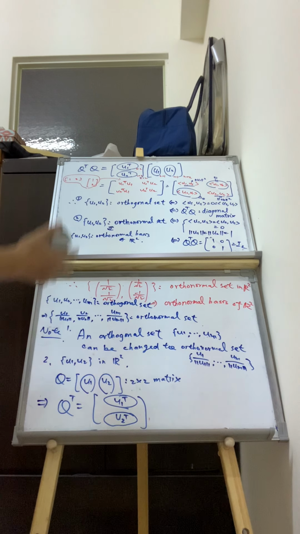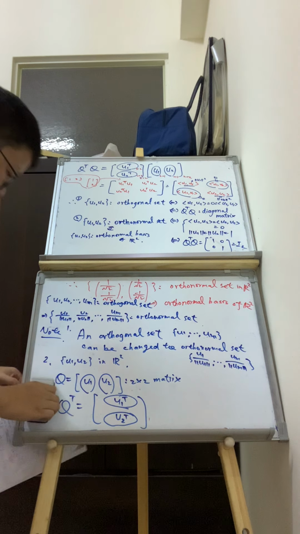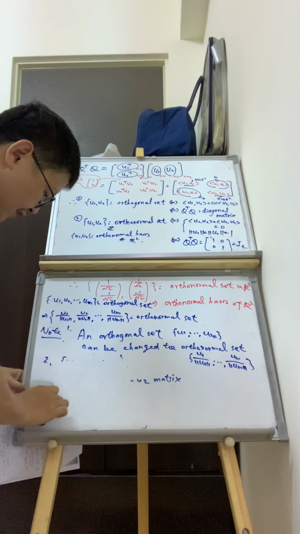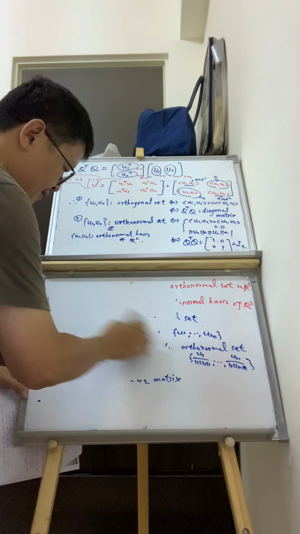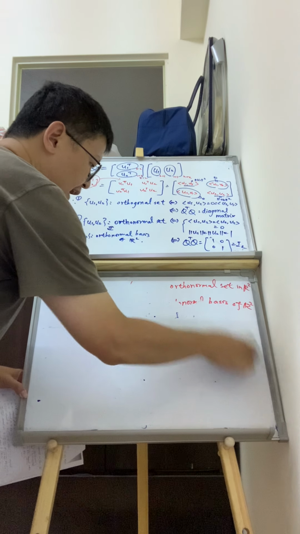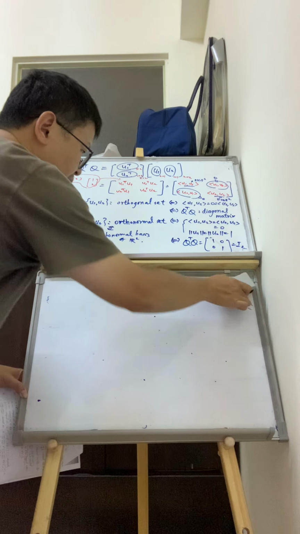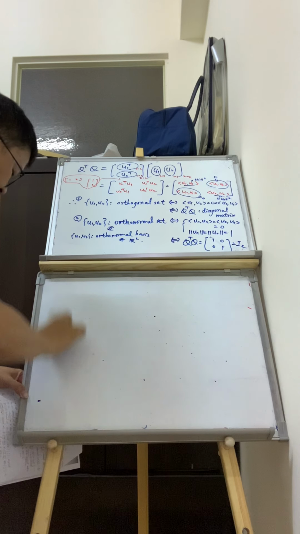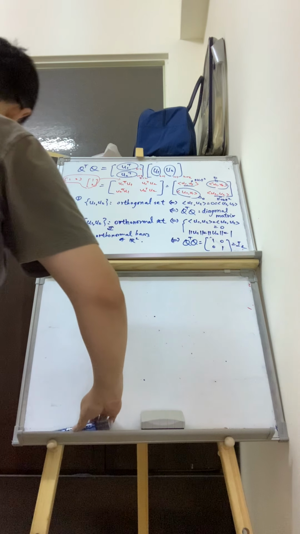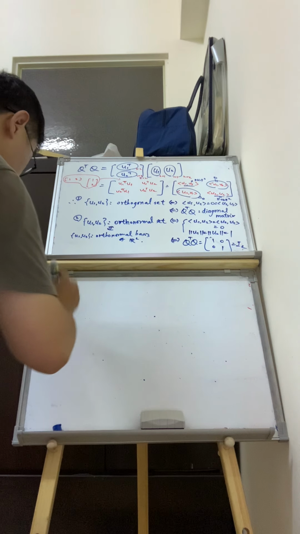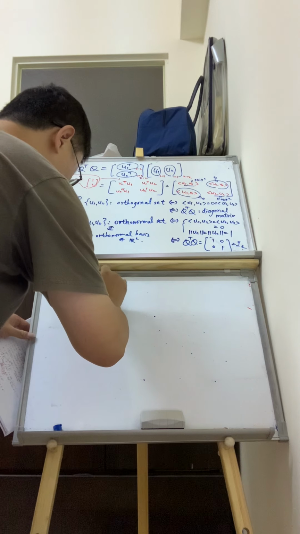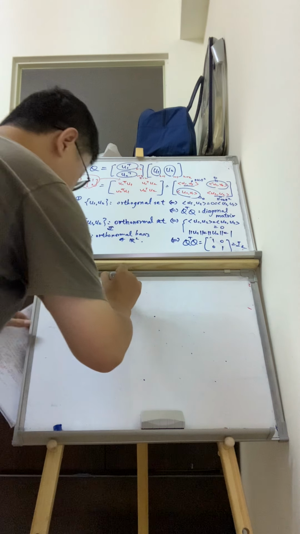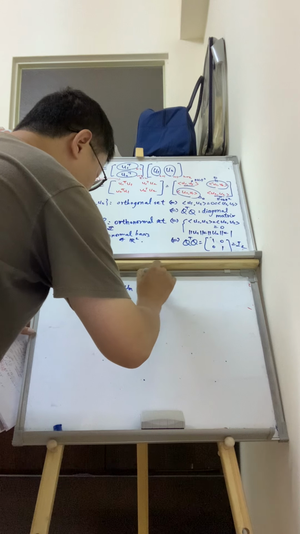Here is just the 2 by 2 case, but even for n by n it is the same. I just explained it with a 2 by 2 matrix, but even for the general n by n case it is the same. So I write down the result. We have the series U1, U2, up to UN in R^n.